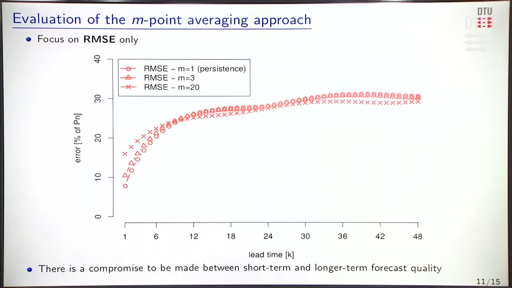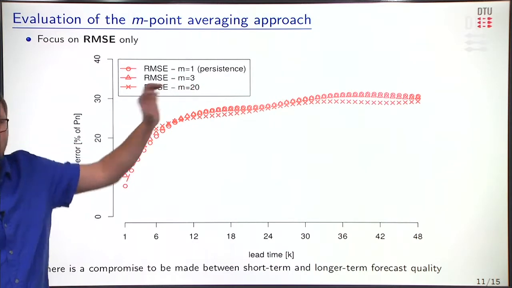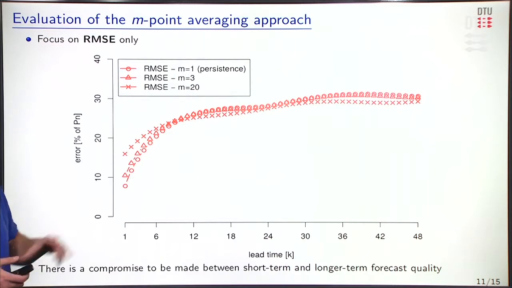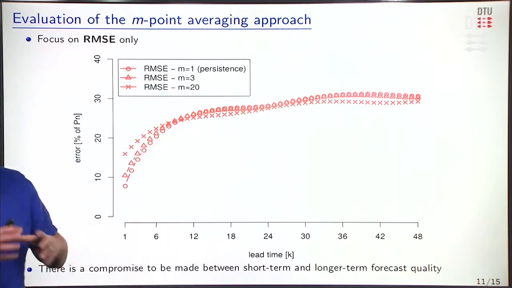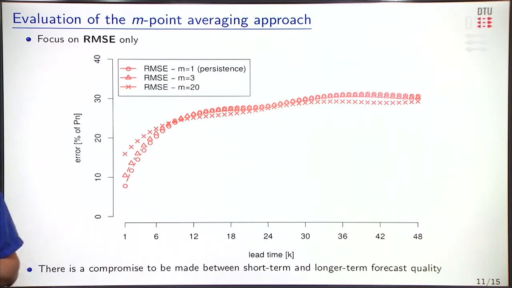Well, when we focus on RMSE only, since it is not that interesting to look at all scores, we see that depending on the number of points we average over, this has an impact on forecast accuracy overall. So we have 3 examples here. M equals 1, we only take the last measurement, so that's persistence. M equals 3, that's the example we showed before, the average of the last 3 measurements. And then M equals 20, the average of the last 20 measurements. We look at the impact on the RMSE as a function of lead time. So lead time values are here between 1 and 48.